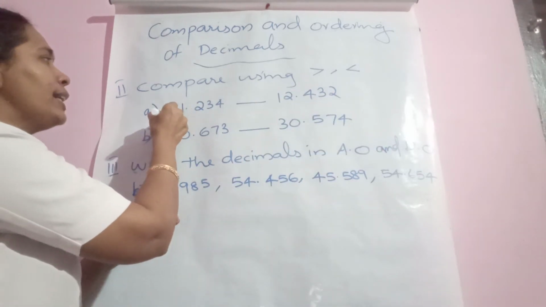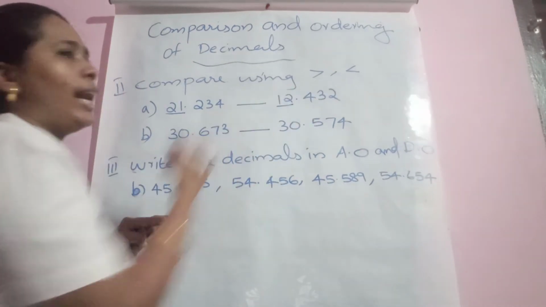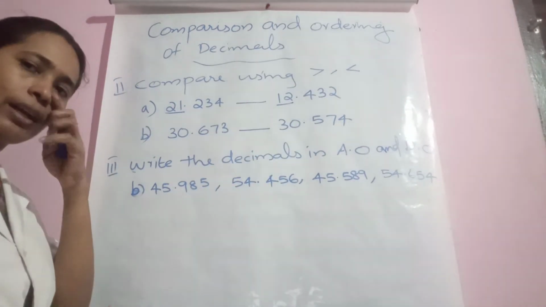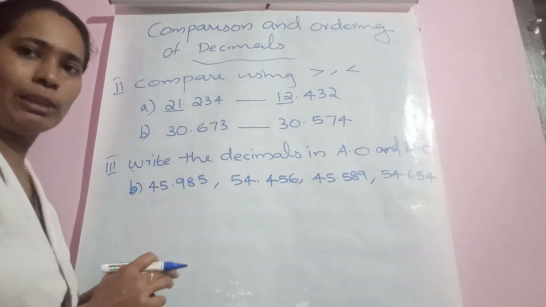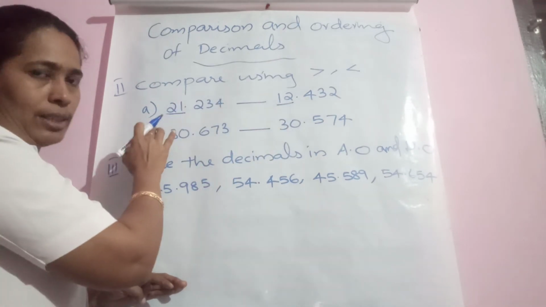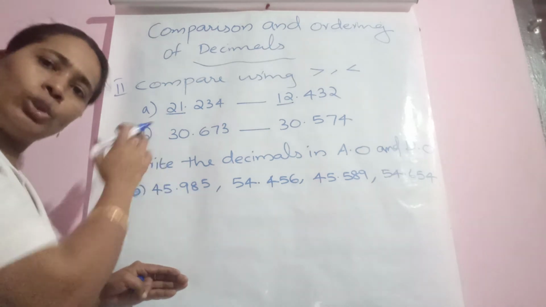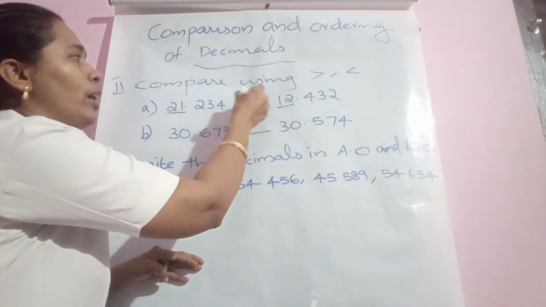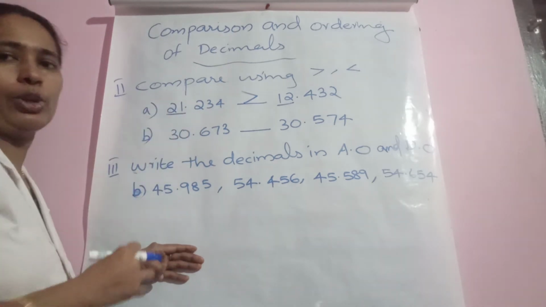So the starting digits: how much? 21. Here how much? 12. Which one is small or big? 21 is big. Needn't bother about the decimal part, leave it, because we compare the whole number part first. Here it is 21, here it is 12. Which one is big? Very clear. 21 is big, so we open the big side towards the big number, 21 point.